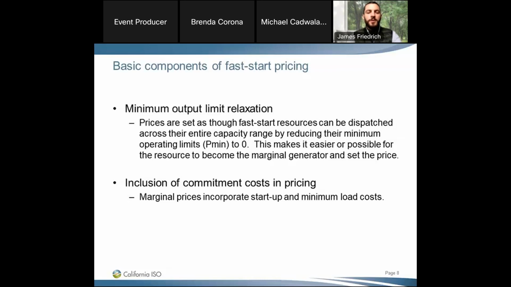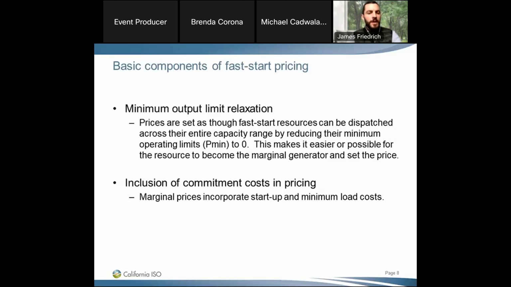So the second sentence there says, this makes it easier or possible for the resource to become the marginal generator and set the price. I put easier or possible because it's not impossible that a fast start resource sets the price, but unless it's completely block loaded, meaning that its P-min and P-max are exactly the same, or they have only one operating level, it's certainly easier. If that operating range is real small, they have to have the incremental demand be within that small range for them to set the price.